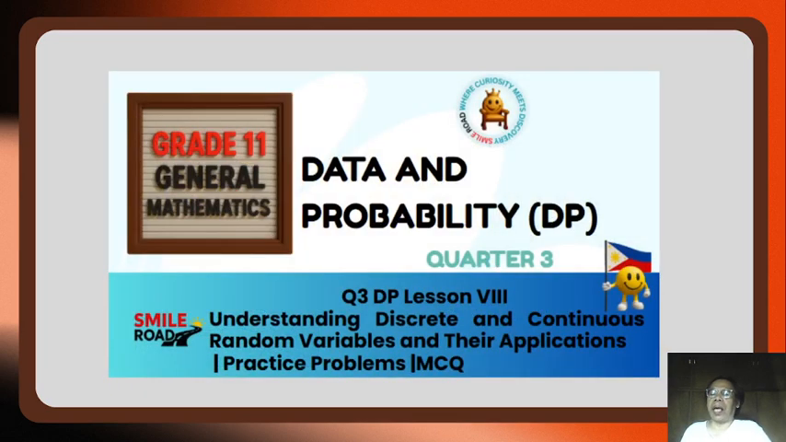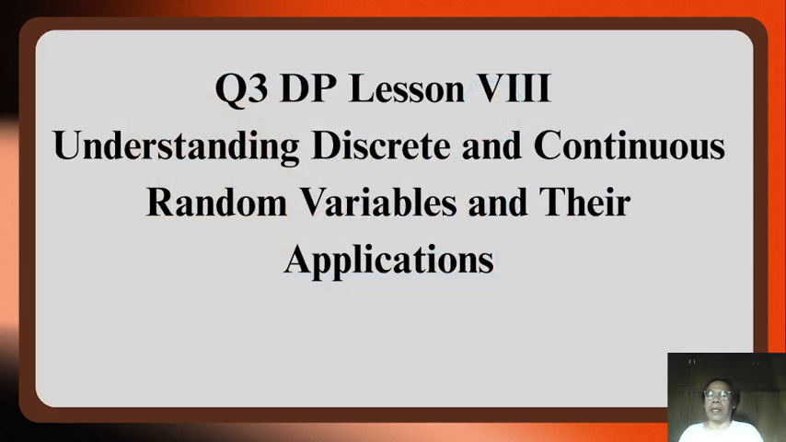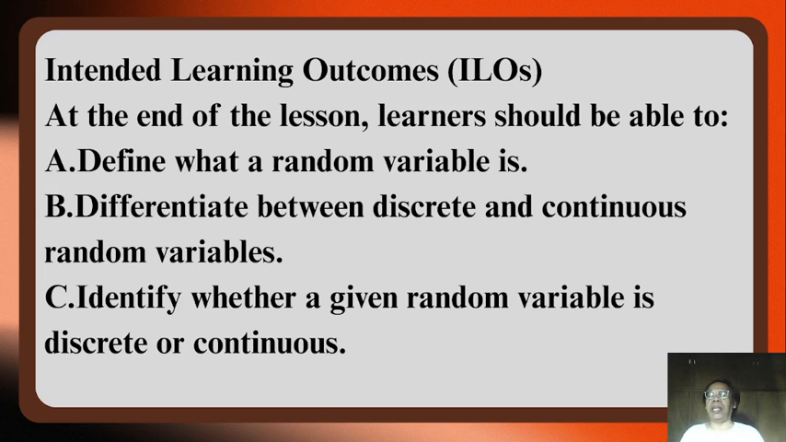Our topic for today is about understanding discrete and continuous random variables and their applications. This is quarter 3 of grade 11, General Mathematics, about data and probability. Again, this is quarter 3, data and probability, lesson number 8, understanding discrete and continuous random variables and their applications. Intended learning outcomes.